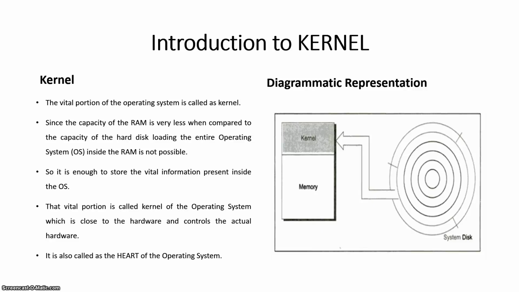So it is enough to store the vital portion present inside your operating system. The vital portion is called the kernel of the operating system, which is very close to the hardware. This will be controlling the entire hardware. So in your system, if your kernel is lost or destroyed, then we will not be able to execute any programs in our system, because it is called the heart of the operating system. So now you might be very clear about what a kernel actually is.